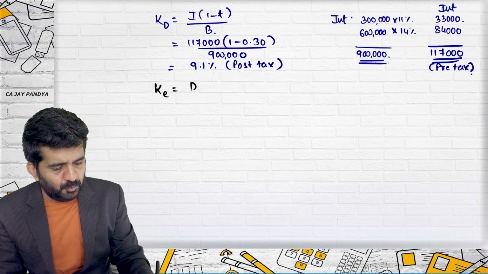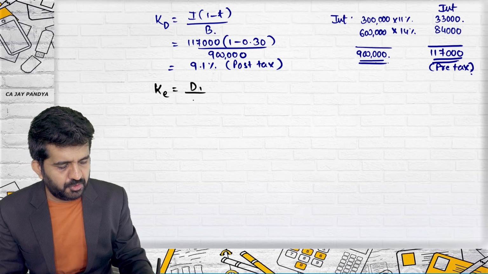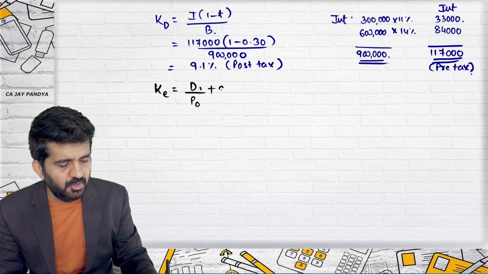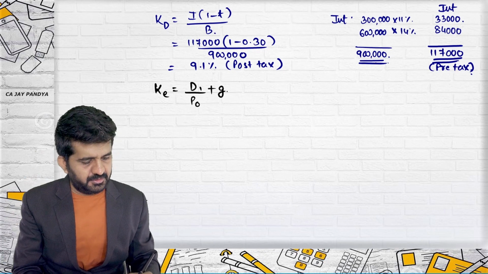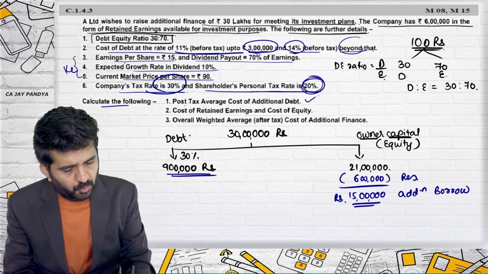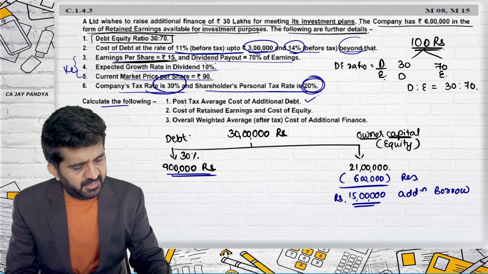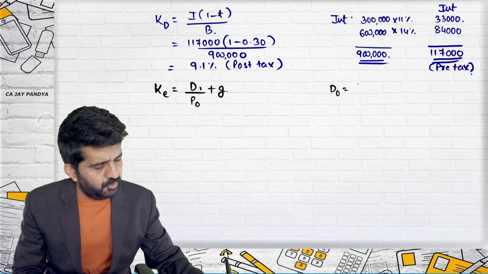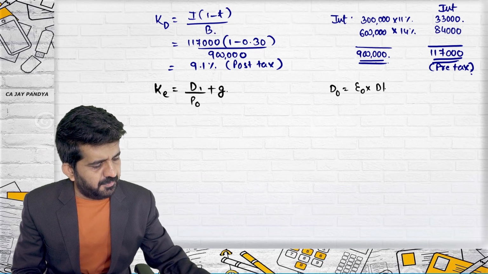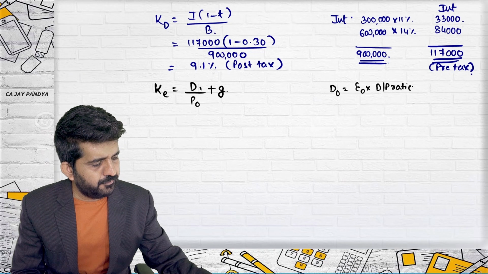I will be using the dividend approach. If the growth rate is given, I need to always use that growth rate. Is it correct? What will be D0? Earning per share is 15 and dividend payout is 70%. D0 is equal to E0 multiplied by the dividend payout ratio.